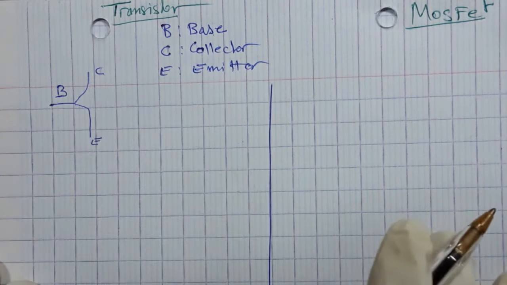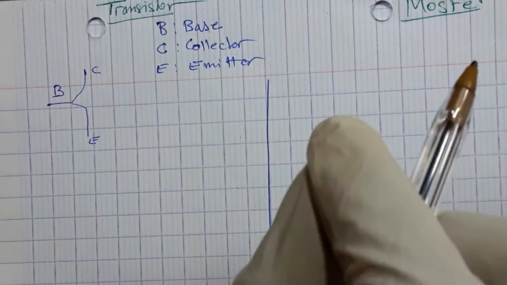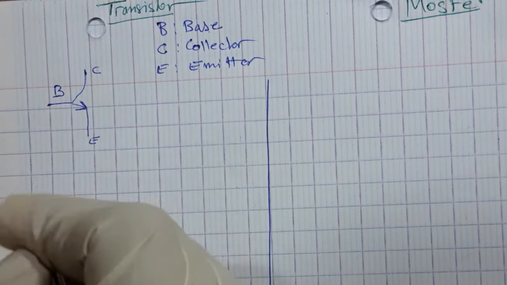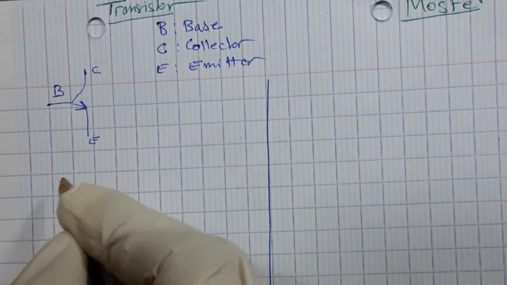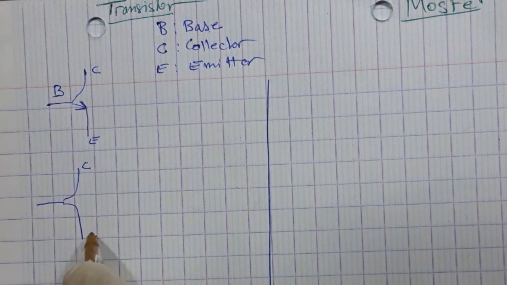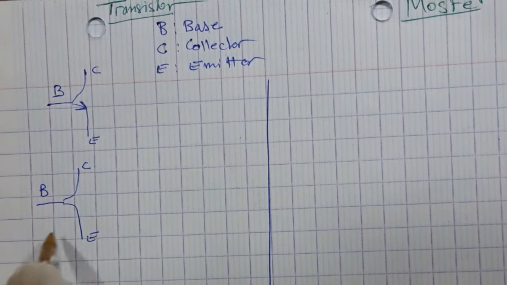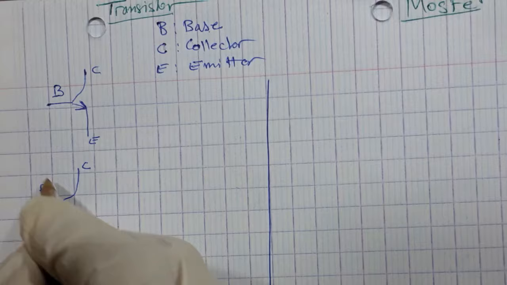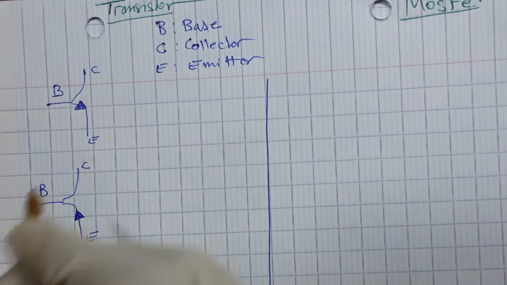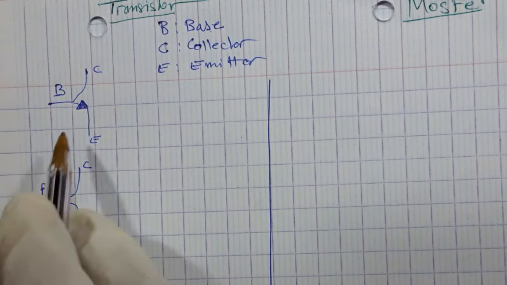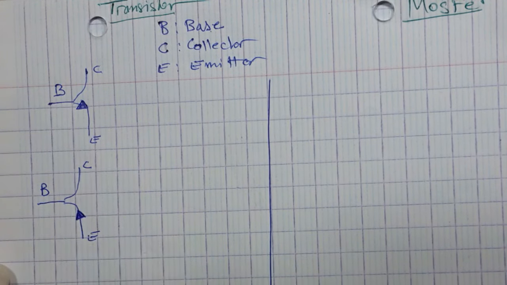So this is a transistor. There is an arrow. We should add an arrow. Maybe the arrow can be in this direction or in the other direction. I will draw another transistor. We always have collector, emitter, and base over here. This time the arrow goes in this direction, but here it goes in the other direction, from emitter to the base here, and from base to emitter here.